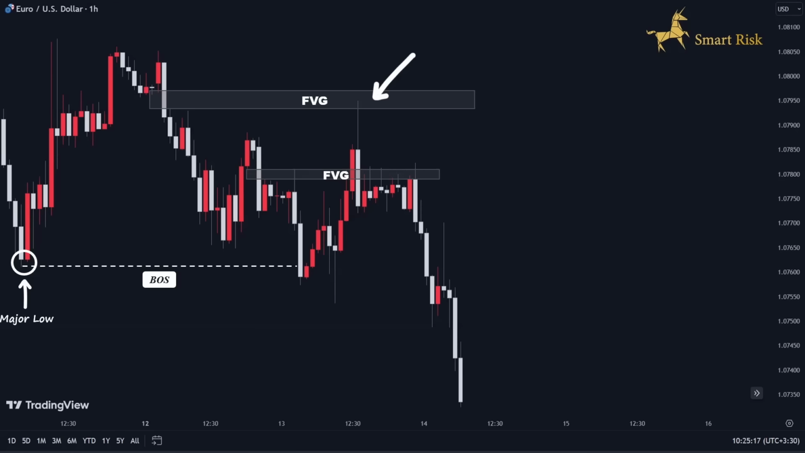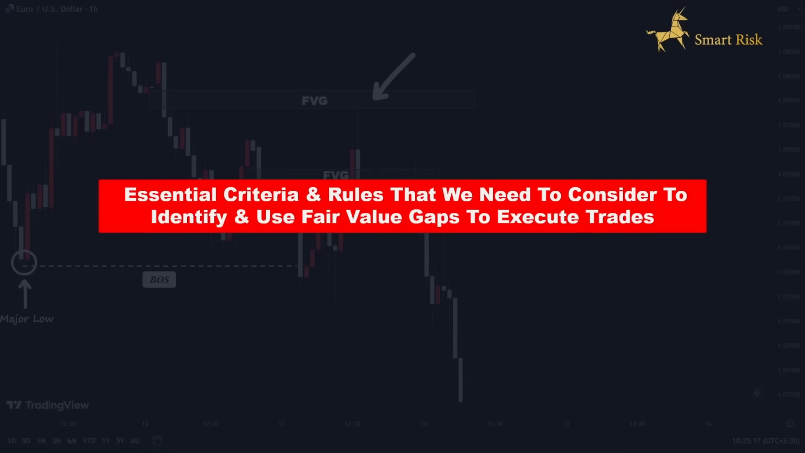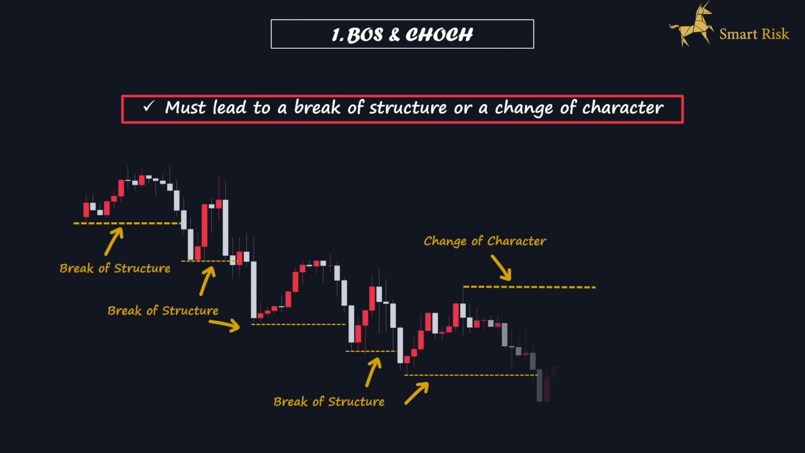Now let's move into essential criteria and rules that we need to consider to identify and use fair value gaps to execute trades in the market and understand how we can use them to our advantage. Rule number 1. It emphasizes that for considering a fair value gap for executing trades and as an entry point, the price must lead to a break of structure or a change of character in the market. Without a valid break of structure and change of character, we must not execute any trades based on fair value gaps because these elements are essential signals that indicate whether the market will continue in its initial direction or experience a reversal.